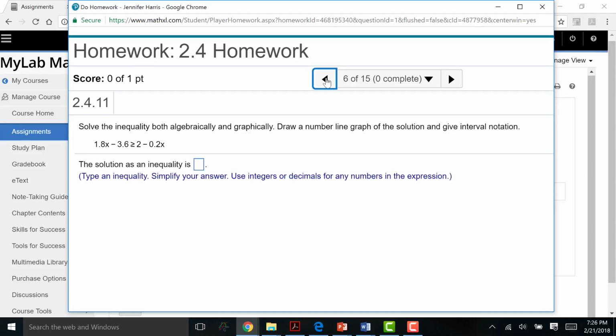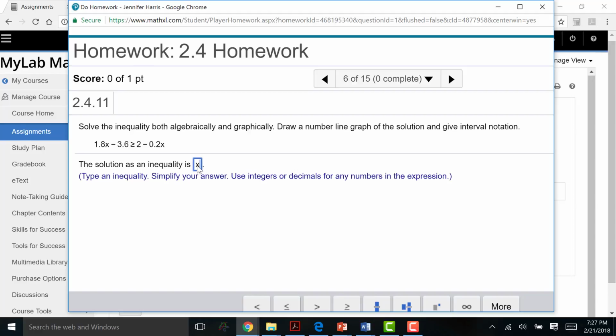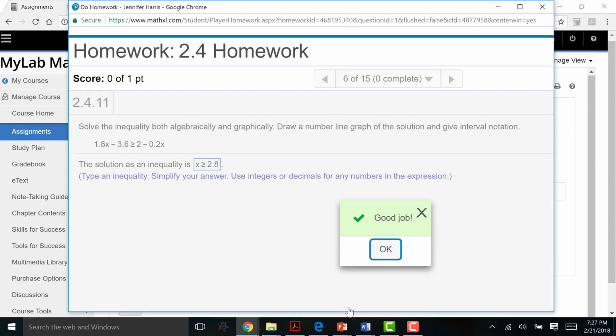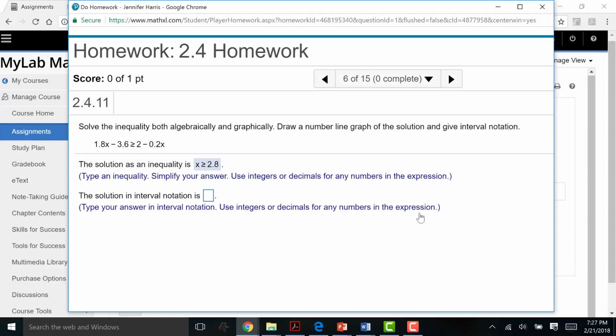Now look at how it said write the answer. It said use integers or decimals. So we could have put it in decimal form. And did it say use fractions? No. So we've got to use whatever they say. So I would have typed this one as x is greater than or equal to 2.8, that's positive. And then I would have checked it. It likes it. Let's see what else it asks us to do.